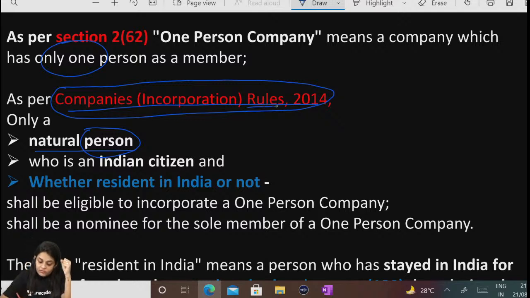However, the rules very specifically say for an OPC, not for other companies, for an OPC it very specifically says that only a natural person. What is a natural person? You and me. We are natural persons. When I say company, company is not a natural person. But you and me, we are natural persons, right?